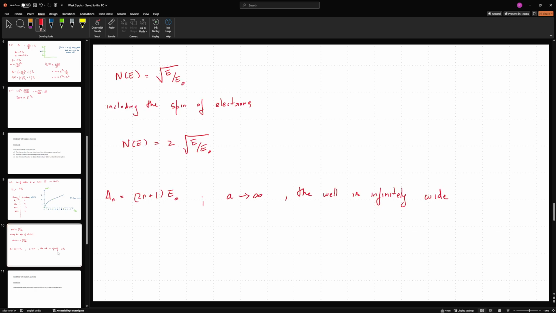So in that limit, what you will see is that this quantity E naught will become as small as possible. But what we need to observe is that as n increases, delta n will still keep increasing. I shouldn't say delta n tends to 0, that is the wrong thing to say. As A tends to infinity, E naught becomes very small.